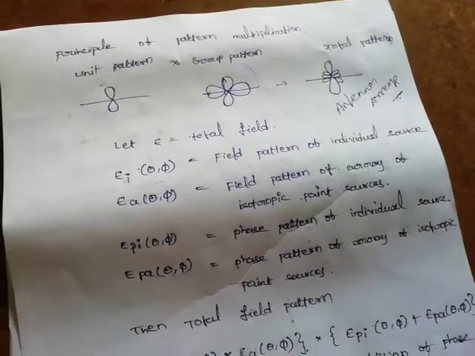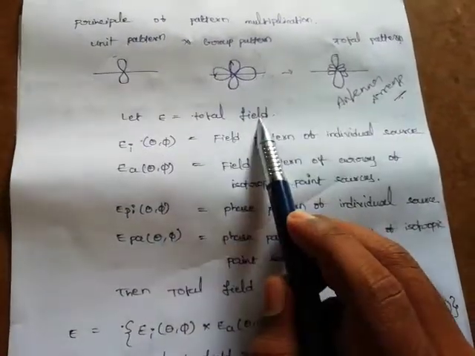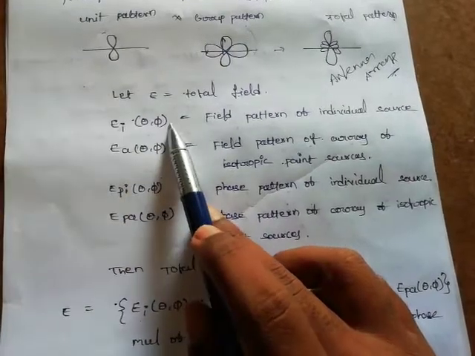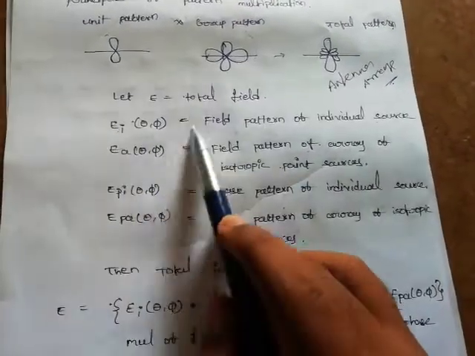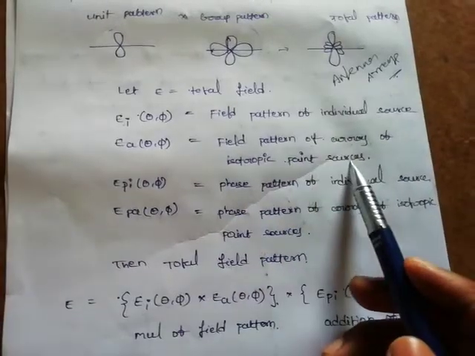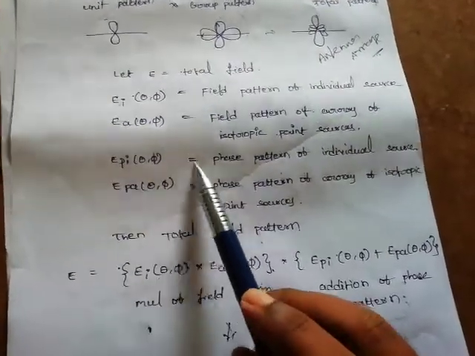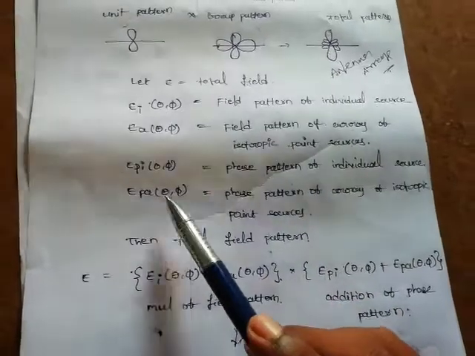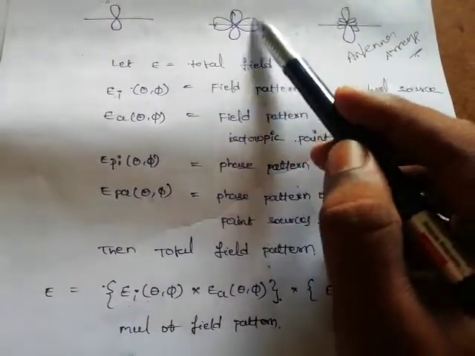Let's see it in equation format. Let E be the total field, and EI of theta comma phi, where these are the two angles we have: the polar angle and the azimuth angle. EI is the field pattern of the individual source. EA is the field pattern of the array of isotropic point sources. EPI of theta comma phi is the phase pattern of the individual source, and EPA is the phase pattern of the array of isotropic point sources, that is, the phase pattern of this group.